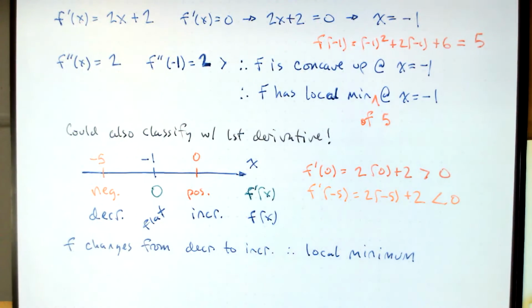Now, these are not the only things that we could have done. I took this function for a very specific purpose. We know exactly what it looks like. It's just a parabola, and it's a parabola opening up. So it's going to have a global minimum at the vertex.